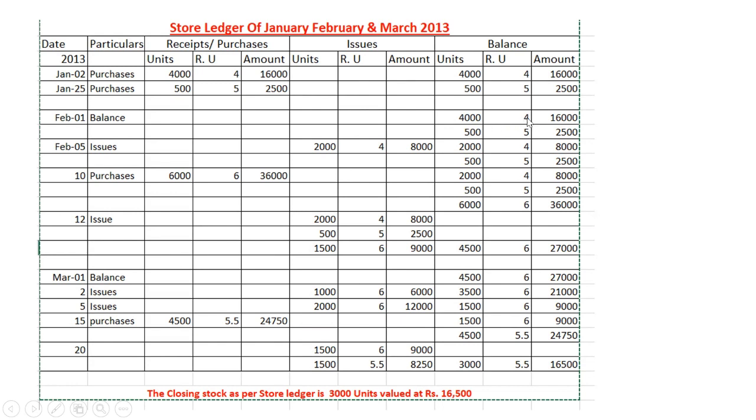What is the rate? This rate only you have to consider, 4 rupees. So 2,000 into 4, 8,000 is the value. Now, how to write the balance? After issue, how to write the balance? In this 4,000 units, how many units you have issued? 2,000. So how much is the balance? 2,000. 2,000 balance at 4, 8,000.